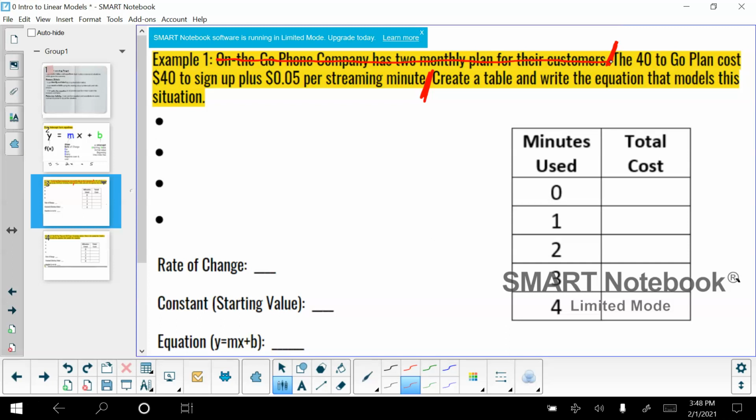The second part is starting inside those two slash marks. The 40 to go plan costs $40 to sign up plus 5 cents per streaming minute. Now that has two important mathematical pieces of information. The first is the $40, so I'm going to write that down. And then you need to write down what it's for. It's to sign up. The second one is the 5 cents, and you need to write down what it's for. It was per streaming minute. So I'm just going to write down per minute.